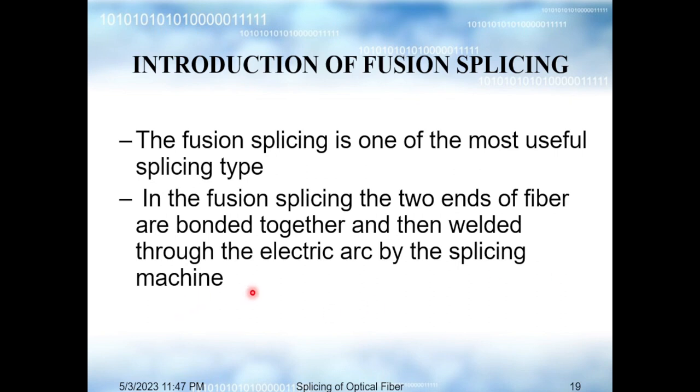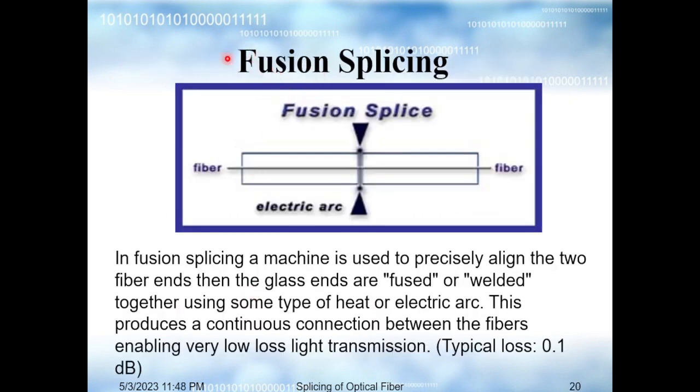Fusion splicing is one of the most useful splicing types. In fusion splicing, the two ends of fiber are brought together and then welded together by an electric arc from a splicing machine. The fusion splicing diagram is just like that. The two cores of the fiber are connecting, and an electric arc in the machine provides electric heat to both ends, both cores of the fiber optic, so they melt and combine into a single fiber core.